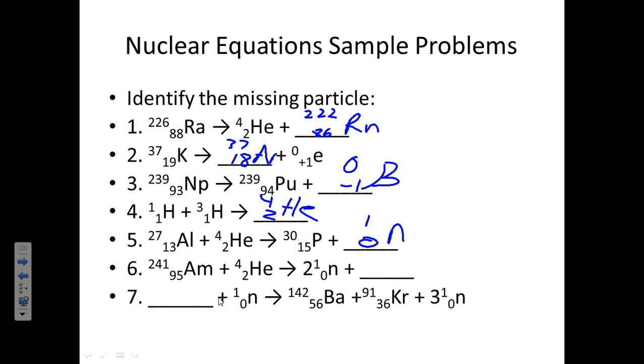245, there's 2. So this has to be 243. These add up to be 97. Well, that's 0. So this has to be 97. And then we look up 97. And that's berkelium in the periodic table.